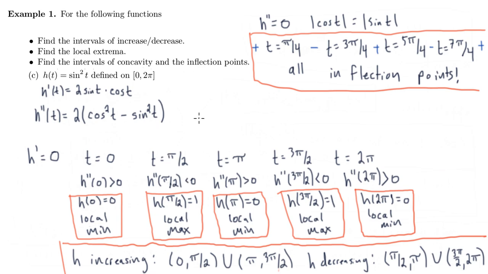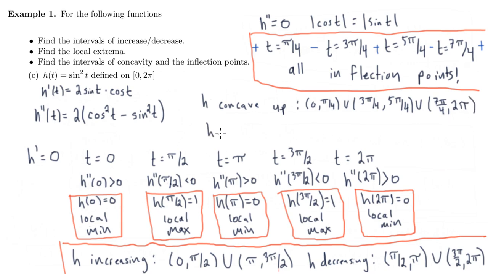So next, let's list the intervals in concavity. So H is concave up here, here, and here. So 0 to pi over 4, union 3 pi over 4 to 5 pi over 4. And then 7 pi over 4 to 2 pi.